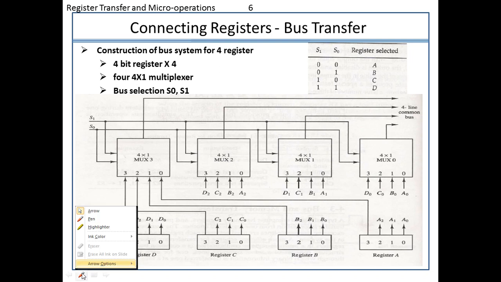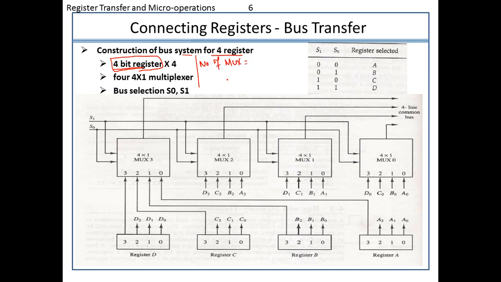So this is one of the examples. The example says that we need to construct a bus system of 4 registers. So we need to work with 4 registers, and each register consists of 4 bits, meaning each register has the capability to store 4 bits of information. So first I need to remember the number of muxes required and the size of each mux.